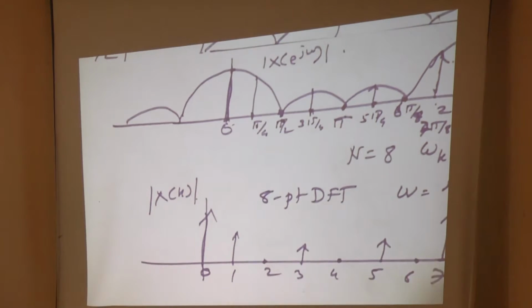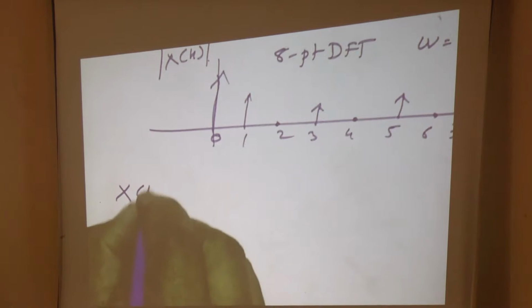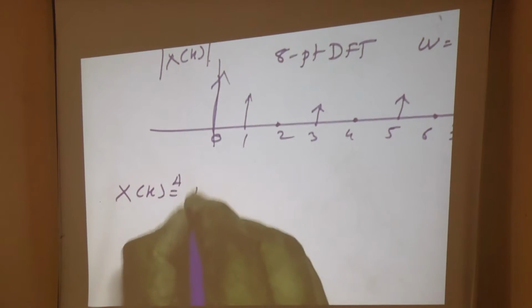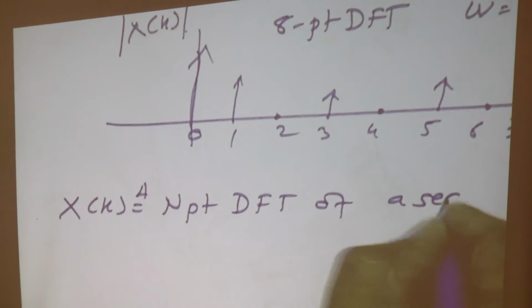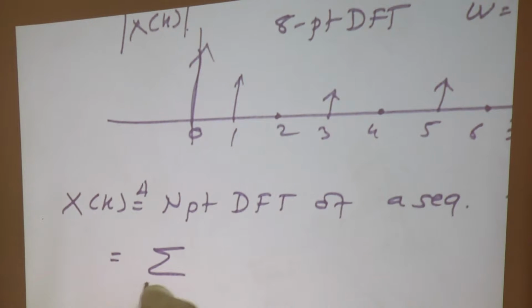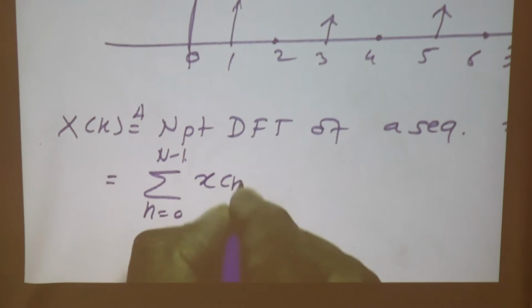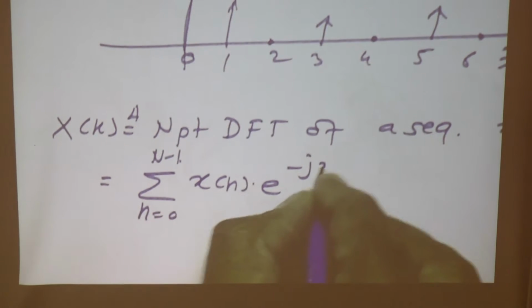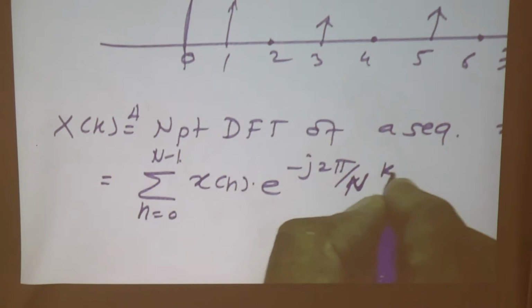So that is nothing but an N-point DFT. Explaining this once again, we have X[k], which is defined as the N-point DFT of a sequence x[n], equal to the summation of n going from 0 to N minus 1 of x[n] e to the power minus j 2 pi by capital N times k times n.